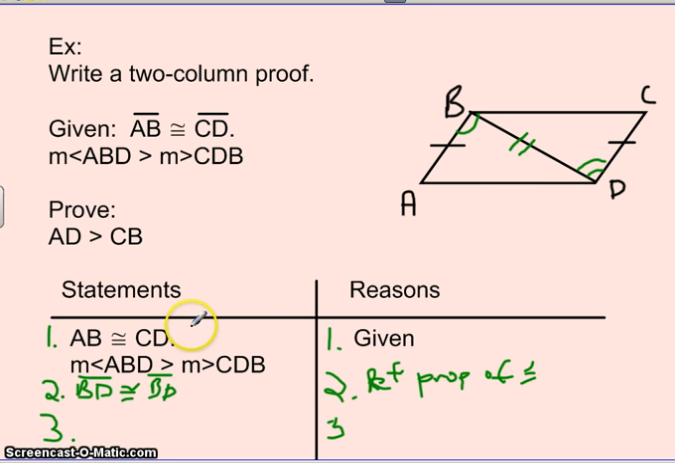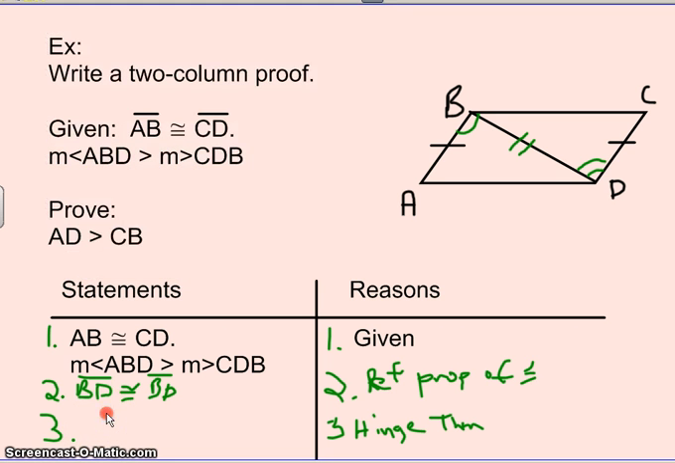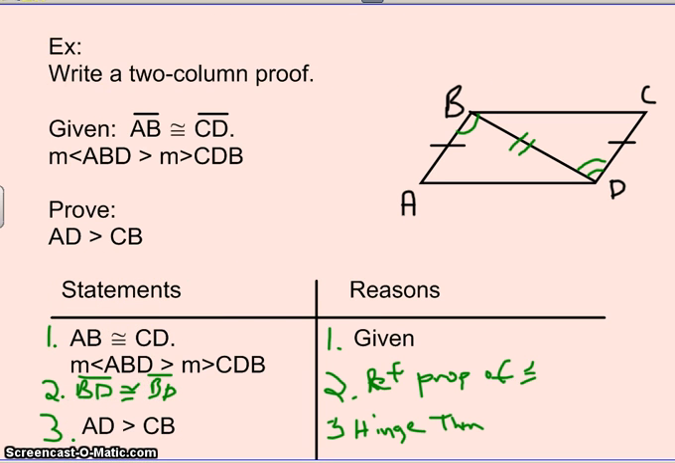I think we're actually ready to go to what we're trying to prove. I think we got the Hinge theorem. This is bigger, so AD is going to be bigger than CB, and I think we're ready to state that. And of course our reason is going to be the Hinge theorem. So let's write that in here real quick. Nice and short proof, kind of like that. Makes it easy. Let's see if I can just copy and paste this right here. Bam. And we're good to go. So nice, easy, and short proof.